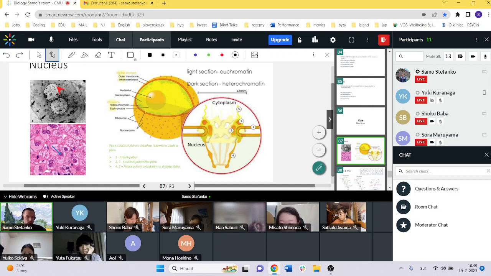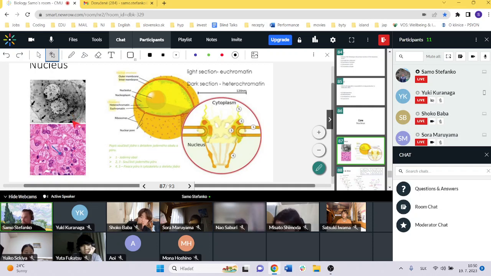So on this picture, euchromatin, the light sections, are prevailing or dominating. So most of the nucleus is active in these cells, as well as in both nuclei here. So in this cell, most of the chromatin or DNA is active.